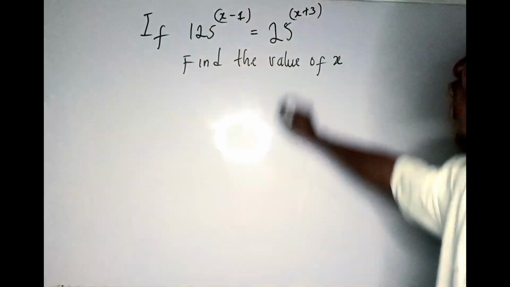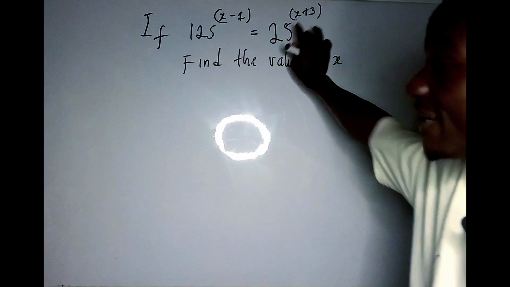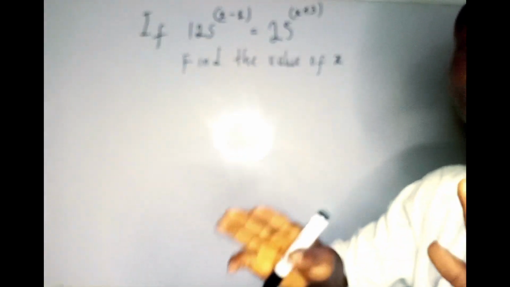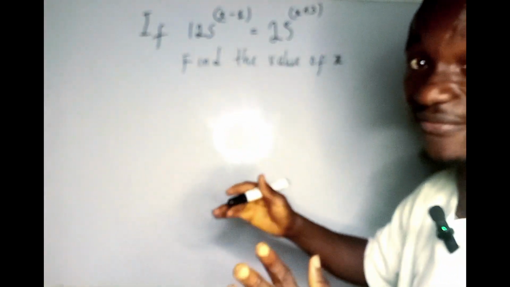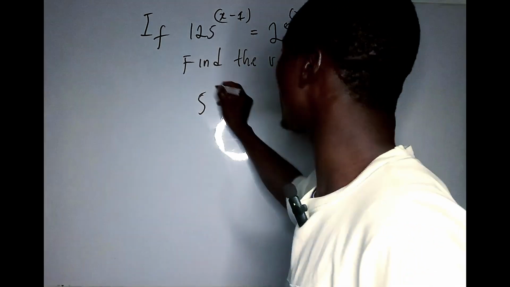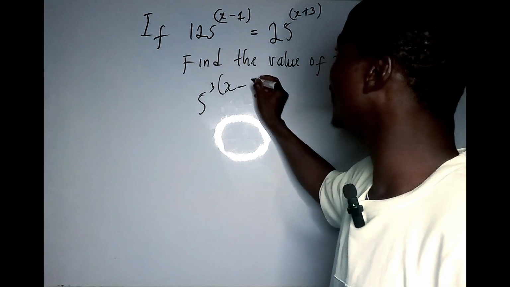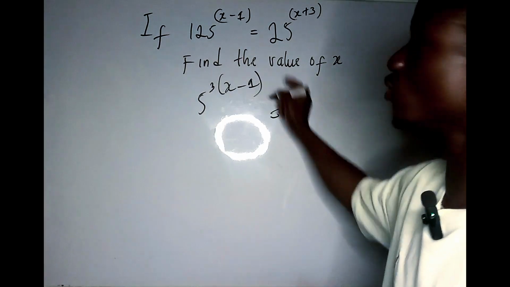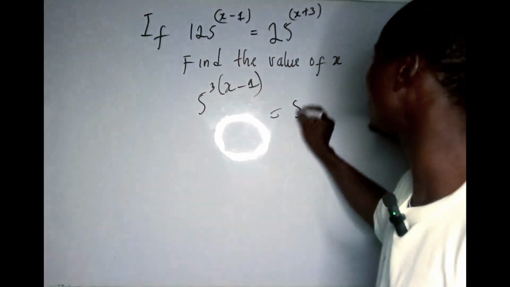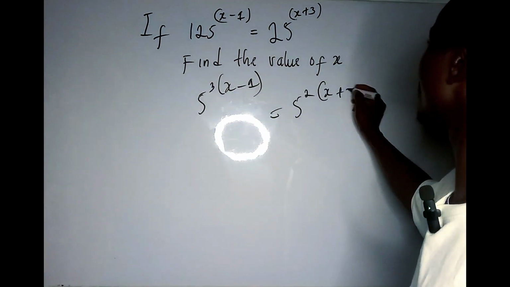Now, how do we get started with this? First of all, this kind of question, where the base is ending with 5, you are going to put them in an index of 5. Now this one, 125 can be written as 5 to the power of 3, right? Then already we have x minus 1, then equals 25 can be written as 5 to the power of 2. Then already we have x plus 3.